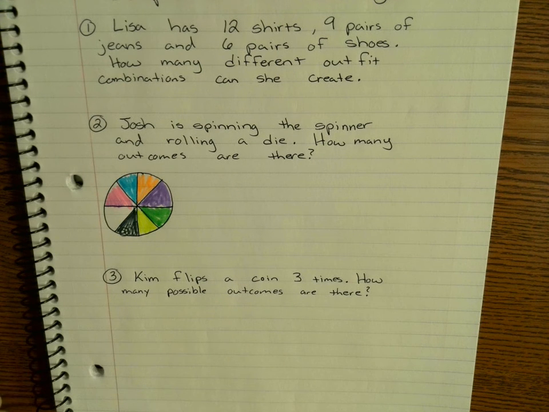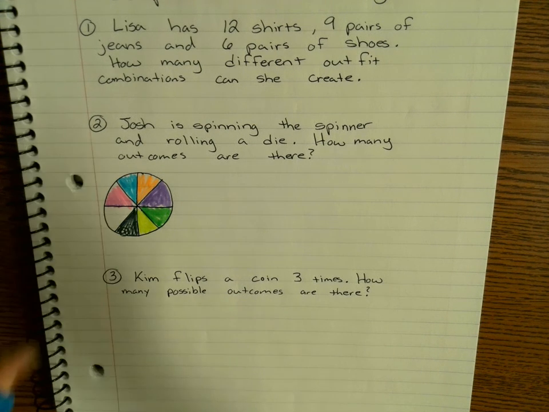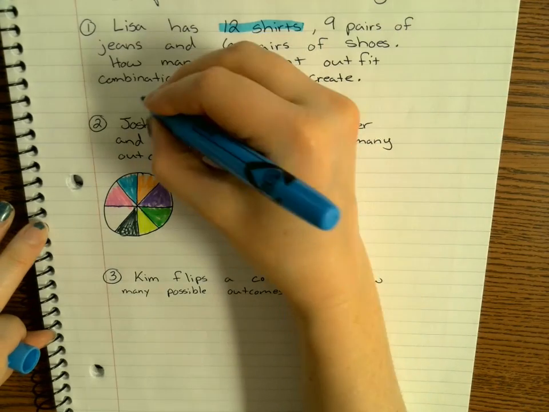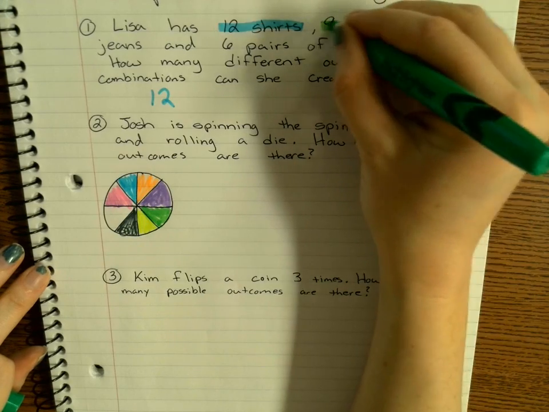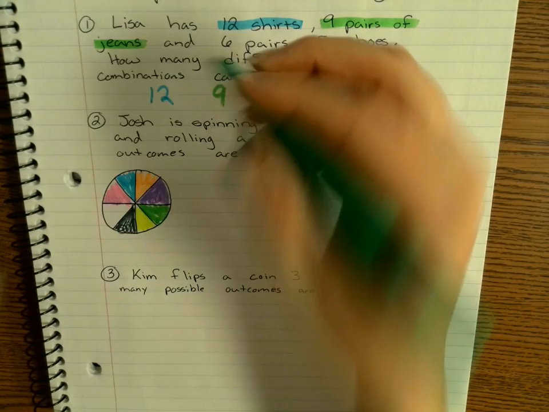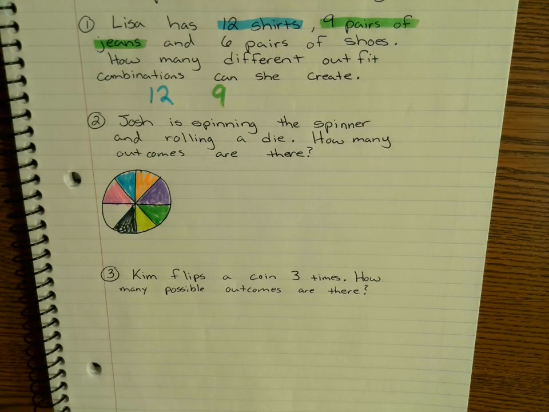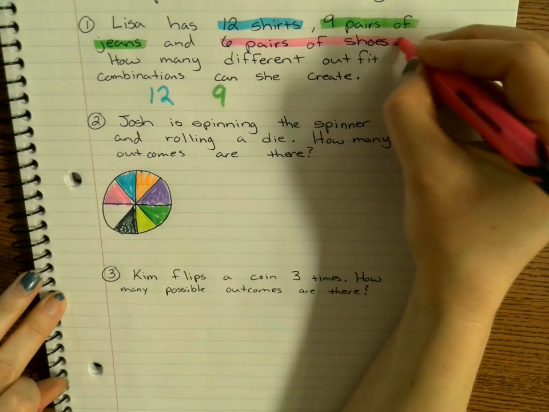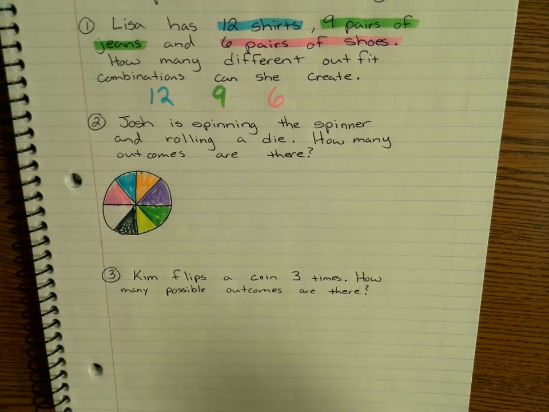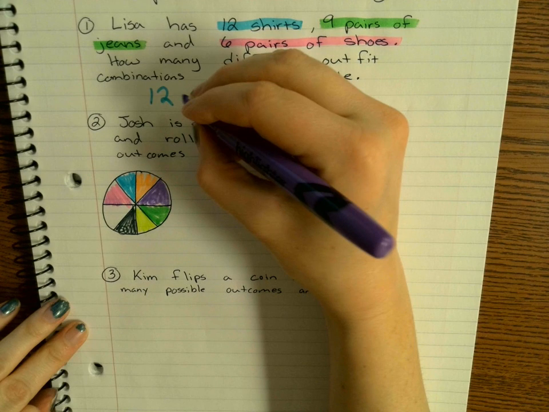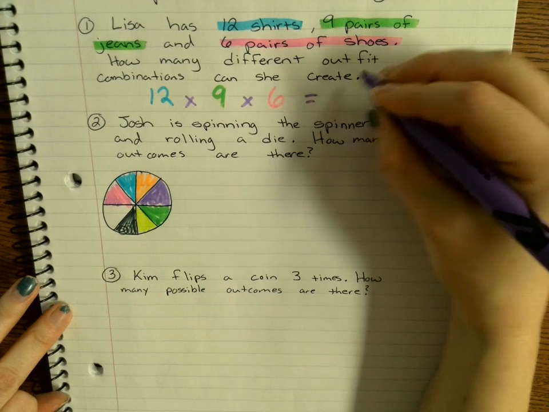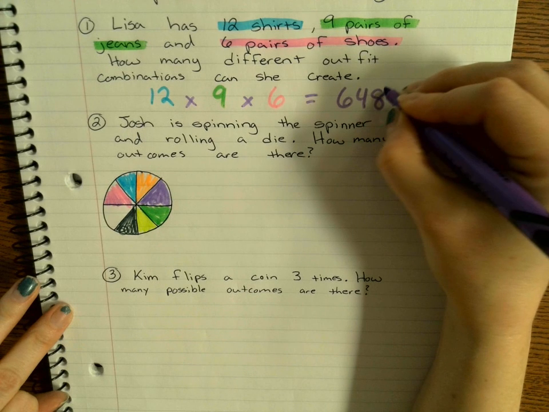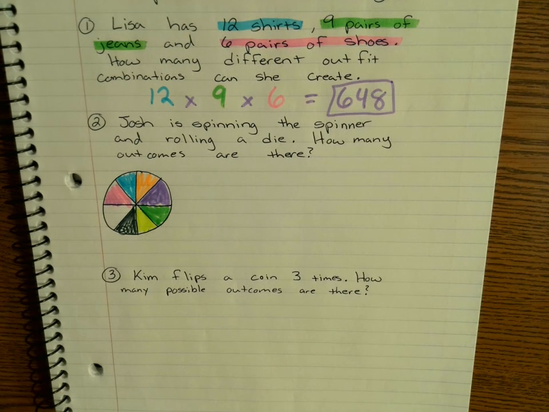648. So again, we have 12 shirts. So we can take the 12. We've got 9 pairs of jeans. So we have our 9. And then we've got our 6 pairs of shoes. So we can take that 6. And we're going to take each of those values and just multiply them together. So 12 times 9 times 6 is going to give us 648. So there's 648 different outfit combinations that she could create with just that amount of clothes.